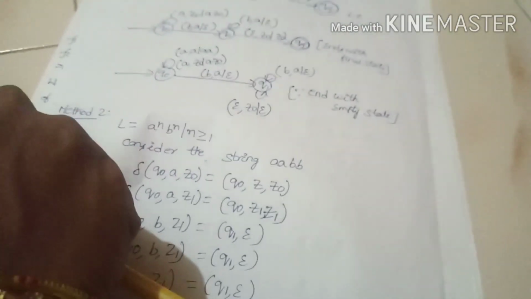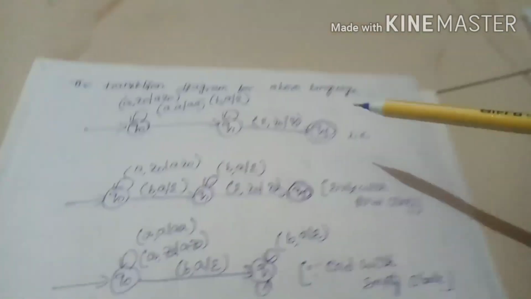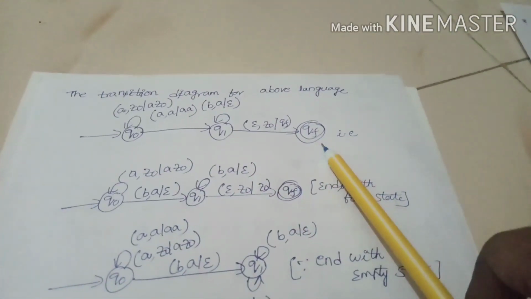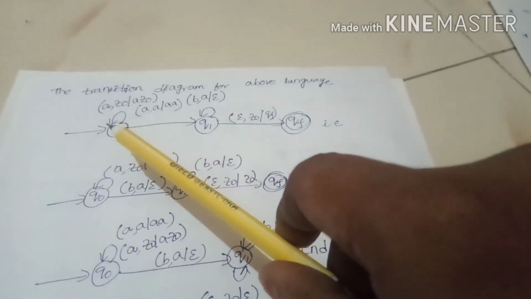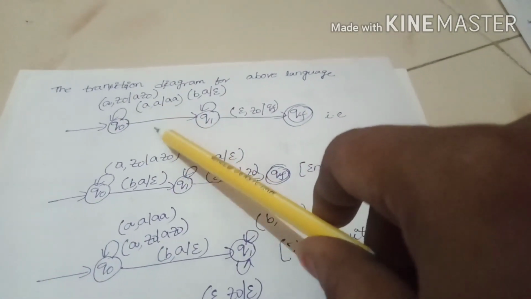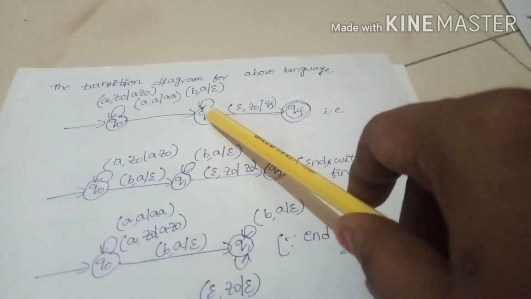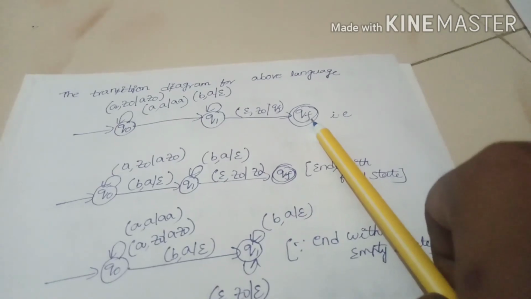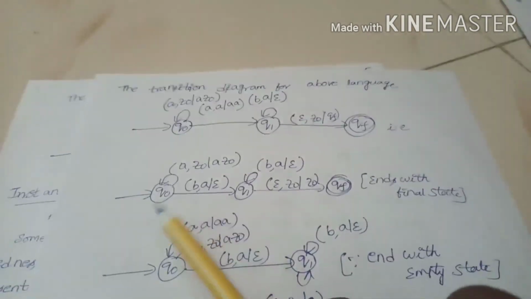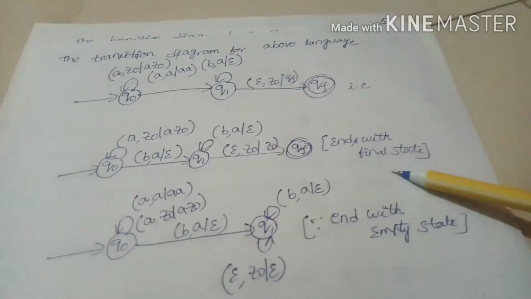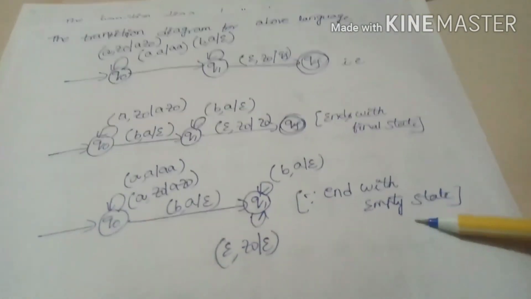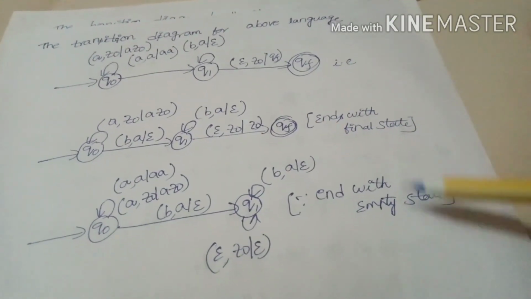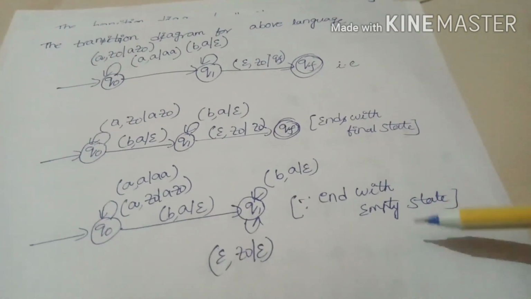Here we have the transition diagram for the above language. This is the transition diagram: Q0, Q1, and QF is the final state. The transitions are A comma Z0 to A Z0, A comma A to AA, and B comma A to epsilon, which takes us to Q1. Next, QF. This one ends with final state, and this one ends with empty stack.